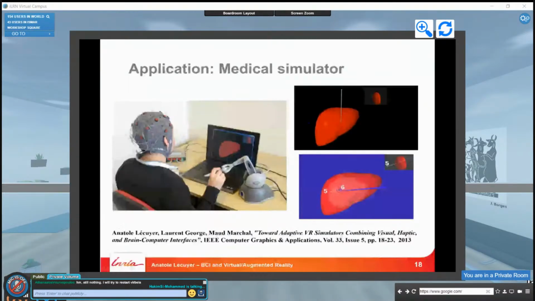And here, similarly, you can activate the cues when the cognitive load is high, when the mental workload is high, as detected by the EEG systems and by the brain-computer interface.